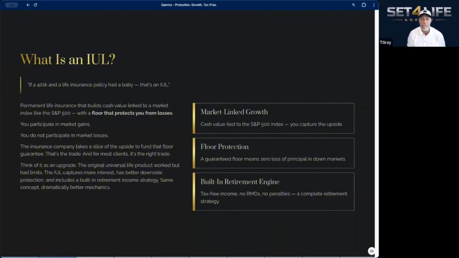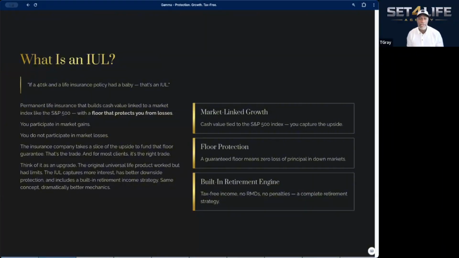So what does that mean? It means you participate when the market gains, but you do not participate when the market loses. You get to stand on the sidelines and let everybody else take the losses. Now, how is that possible? The insurance company is taking a slice of the upside in exchange for that floor guarantee. That's the trade-off. And for most clients, that is a fair trade.